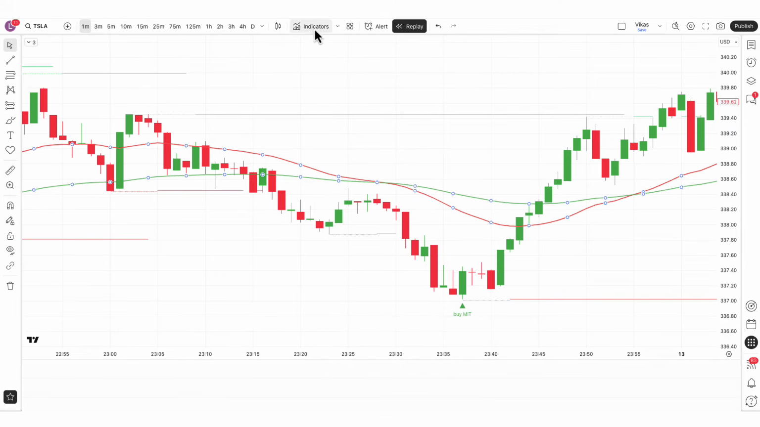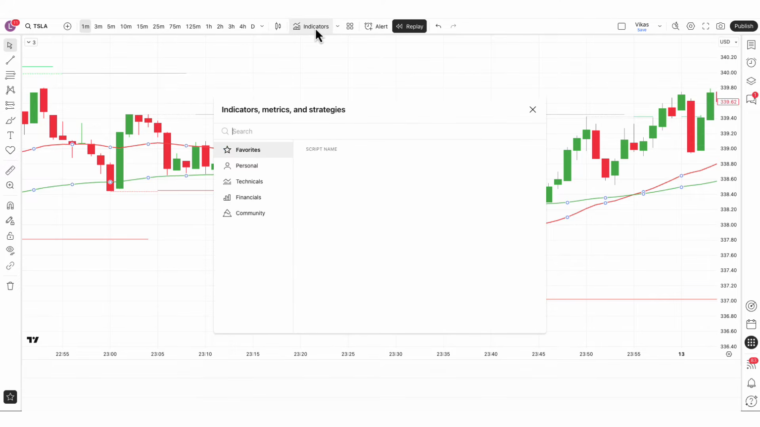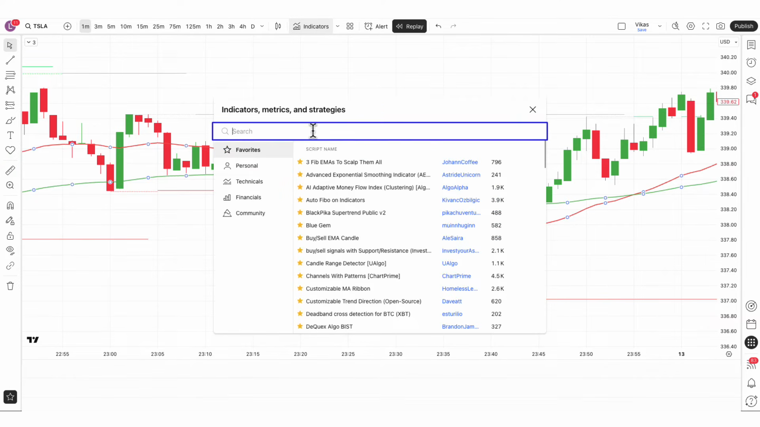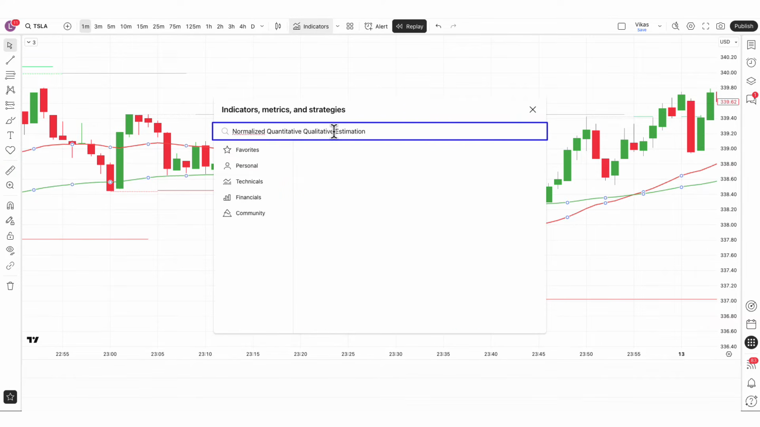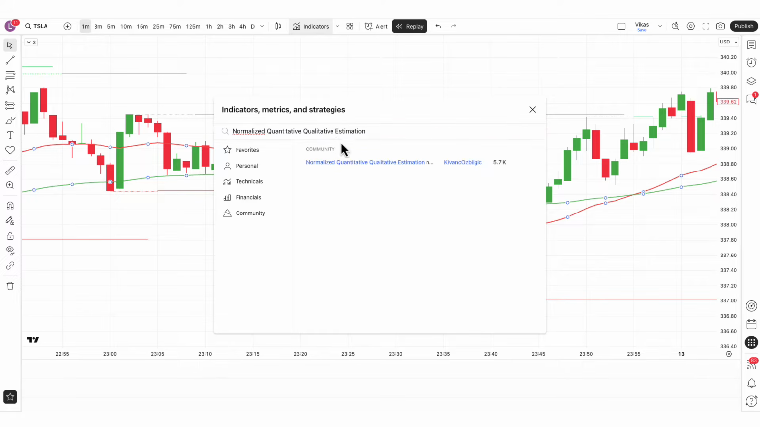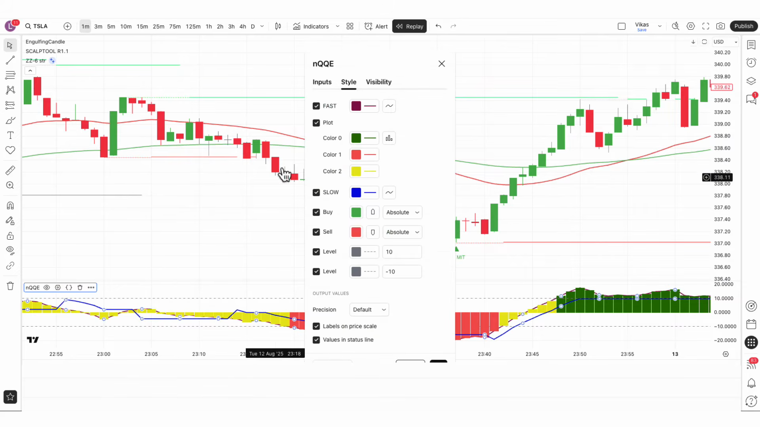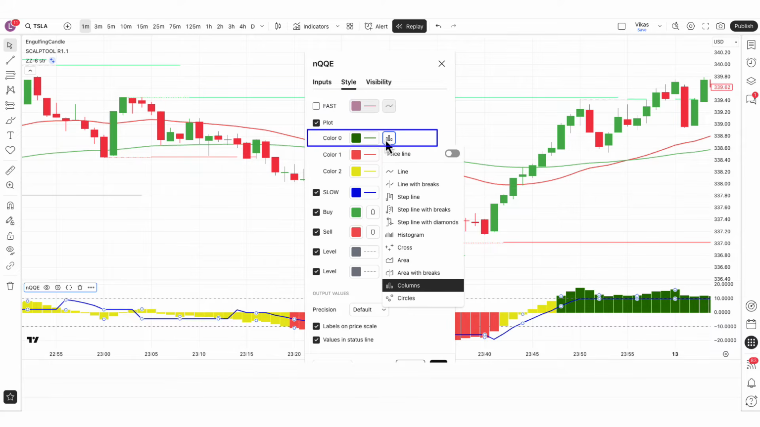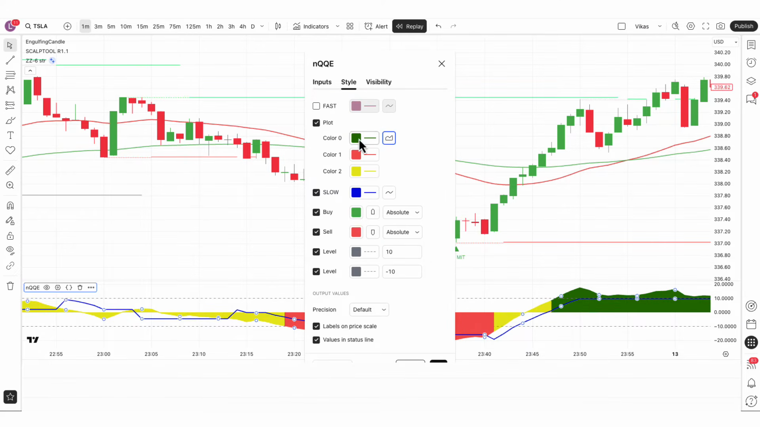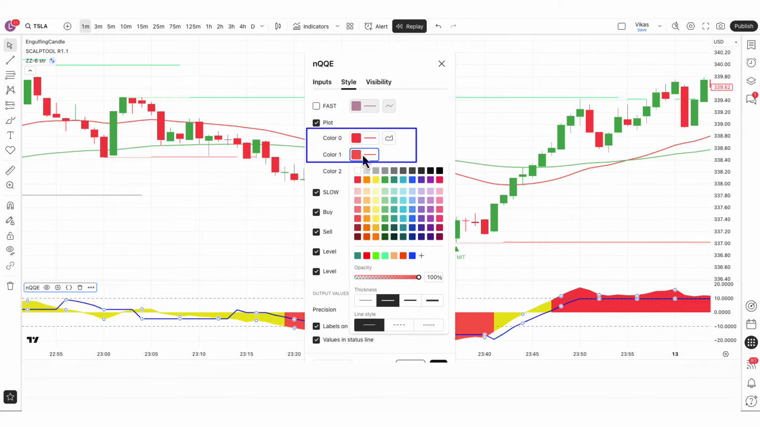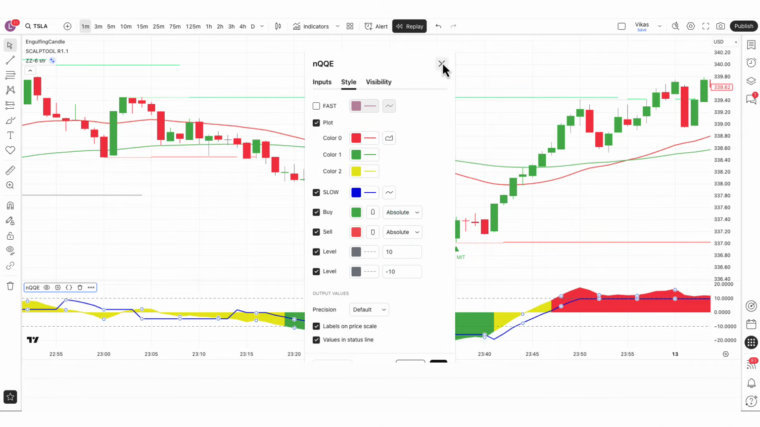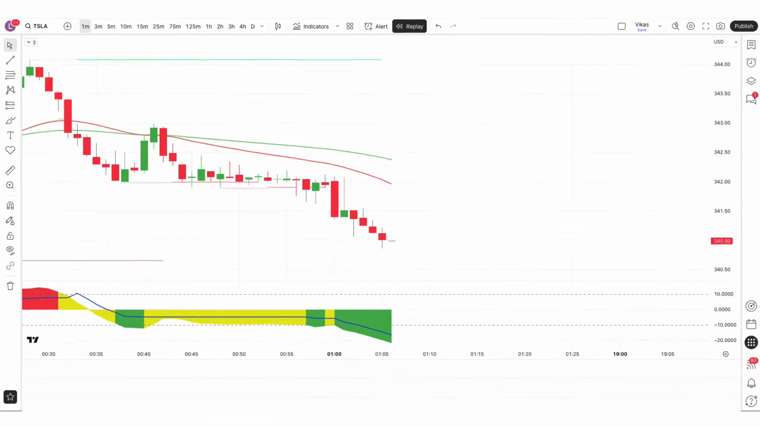After that, we have to apply another indicator on the chart. We will search the normalized quantitative-qualitative estimation indicator in the search box of TradingView. After that, we have to click on the normalized quantitative-qualitative estimation option, in which we have to change some settings. We have to hide this option. We have to change this option from columns to area. We have to change this plot color from green to red and red to green. Now our setup is ready.